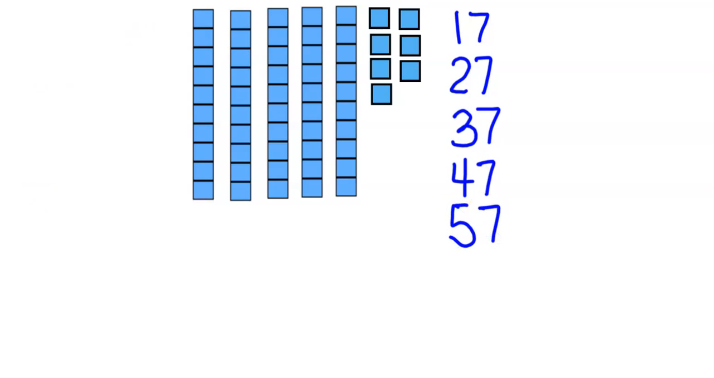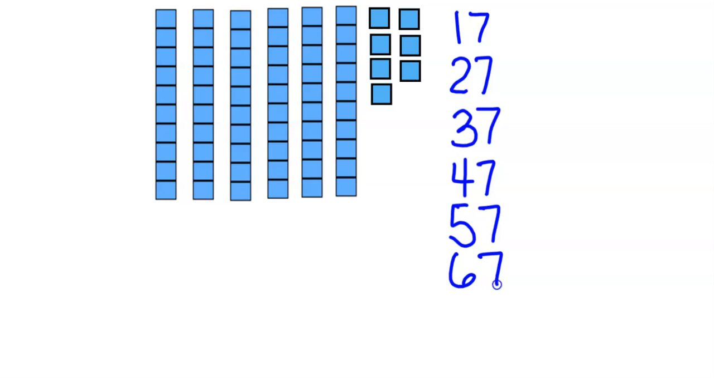Let's add another 10 rod. So what number is represented now? 10, 20, 30, 40, 50, 60, and 7 more. 67. Let's continue. What happens when I add another 10 rod? 10, 20, 30, 40, 50, 60, 70, and 7 more ones. 77.